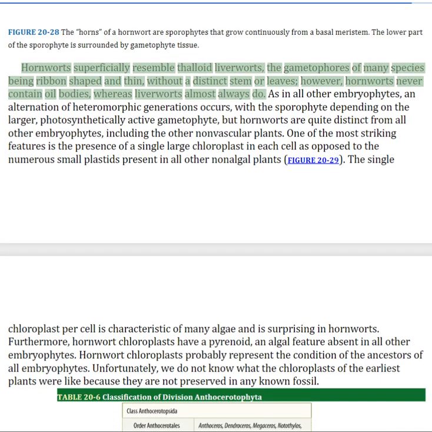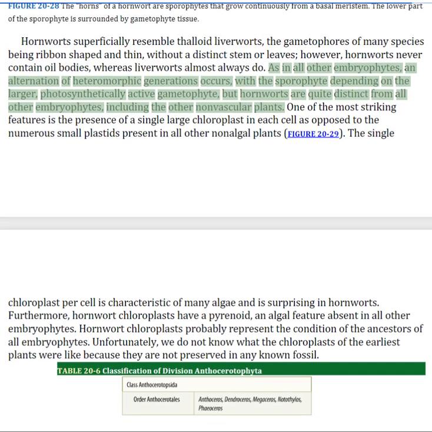Hornworts superficially resemble thalloid liverworts, the gametophores of many species being ribbon-shaped and thin, without a distinct stem or leaves. However, hornworts never contain oil bodies, whereas liverworts almost always do. As in all other embryophytes, an alternation of heteromorphic generations occurs, with the sporophyte depending on the larger, photosynthetically active gametophyte, but hornworts are quite distinct from all other embryophytes, including the other non-vascular plants.